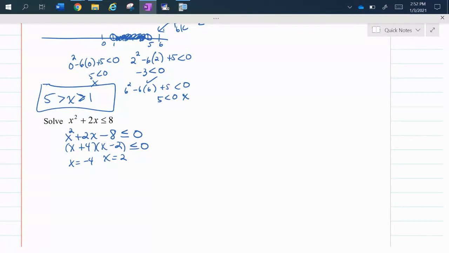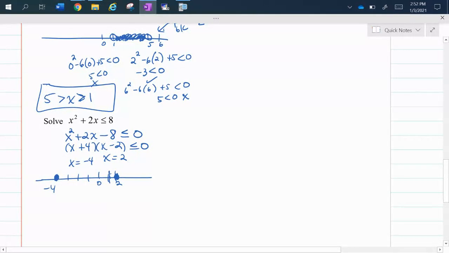So the next step would be to make our number line to help us. So I'm going to make a number line, and I'm going to put 2 as a boundary. And I'm going to put a closed circle at 2 this time because I see that I have less than or equal to. And I have 1, 2, 3, 4, negative 4, also a closed circle on negative 4.